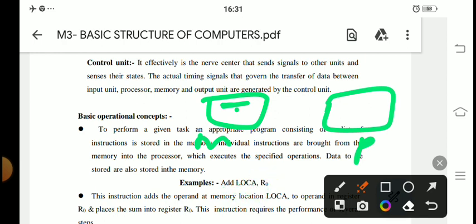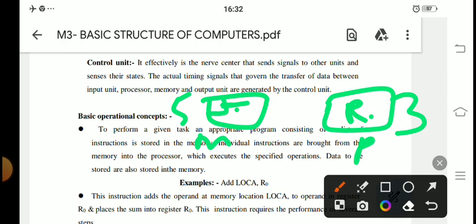So what does this example say? Add LOCA comma R0. It means the contents of LOCA. Let me consider LOCA as a first block. This instruction is saying to add the contents of this. For example, let me consider the number 5 is there in LOCA. I have to add this 5 with the contents of R0. R0, where will it be? I'll show in the next diagram. It will be in a processor. Let me consider R0 is here.